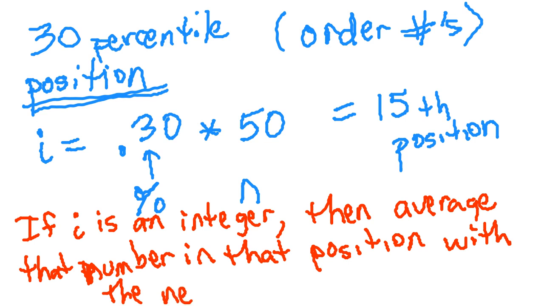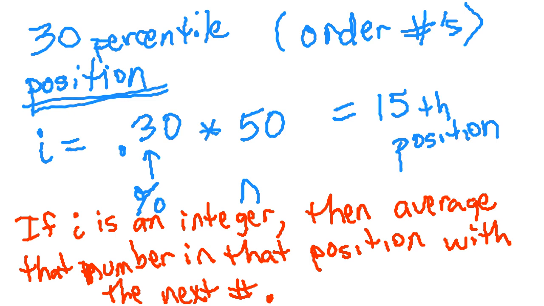Okay, so what it means is if I don't get a decimal for this answer, I got 15, I'm going to average the two numbers that are in position 15 and position 16. So this is just telling me where to start. This says, look at the number in position 15. Since it's not a decimal, I'm going to take the mean of the number in position 15 and the number in position 16. Okay, I'll talk about what happens if it's a decimal in a minute.